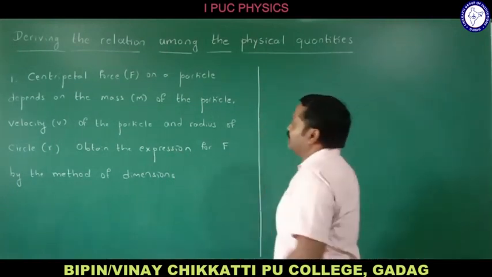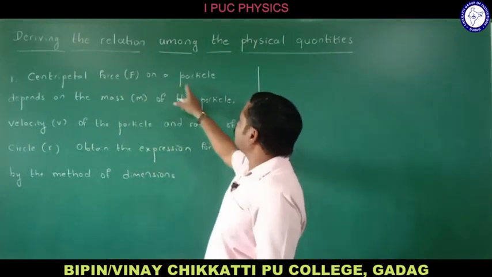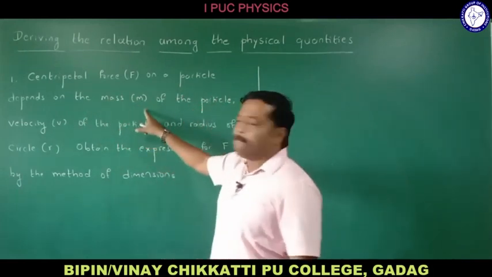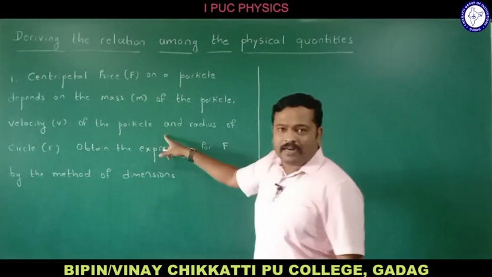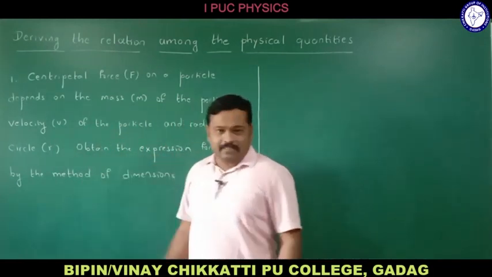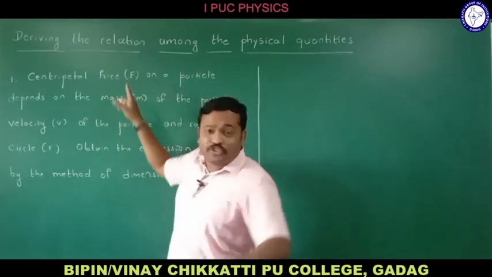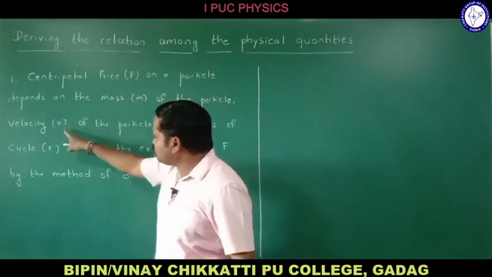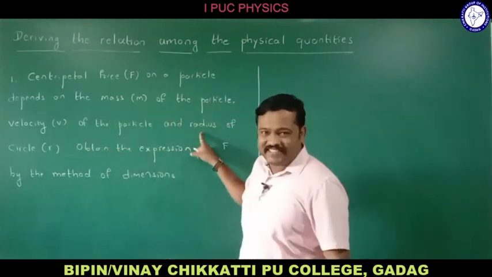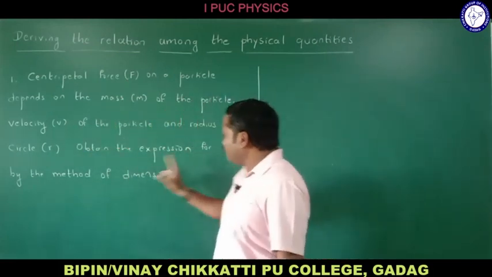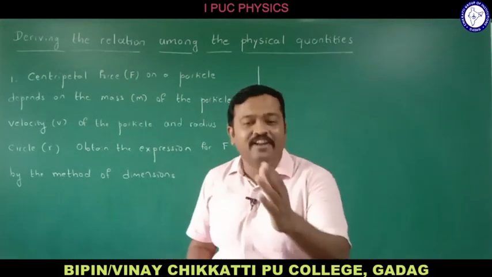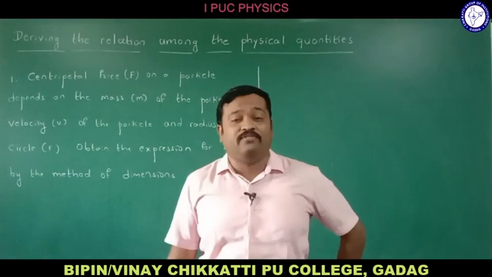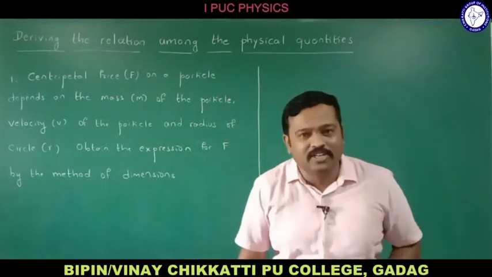The problem is like this: the centripetal force on a particle depends upon the mass of the particle, velocity of the particle and radius of the circle. Force depends upon three quantities. One is mass, another one is velocity and another one is radius. Obtain the expression for F by the method of dimensions. You need to find the formula for centripetal force by using dimensional analysis.